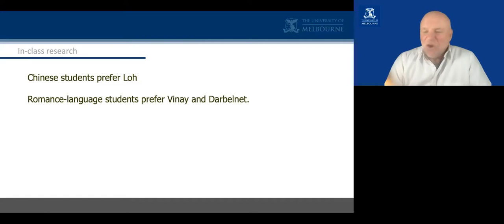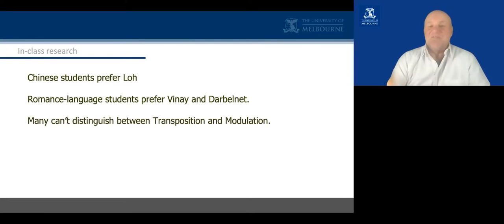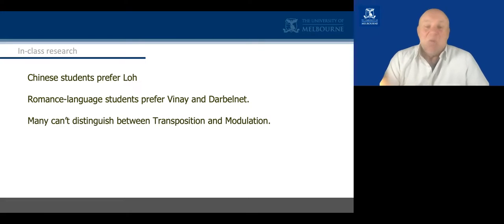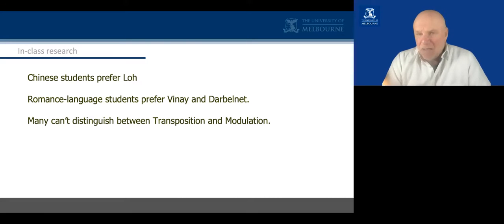We've done some work on these different typologies, and it's very clear to me, I've done this in class with students from different backgrounds. If I give people the typology by Loh, the Chinese students will prefer that one. And if I give them Vinay and Darbelnet, the French-English one, the Romance language students will prefer that one. So there's sort of national preferences there. What we do find, though, is that most people can't remember what the names mean.